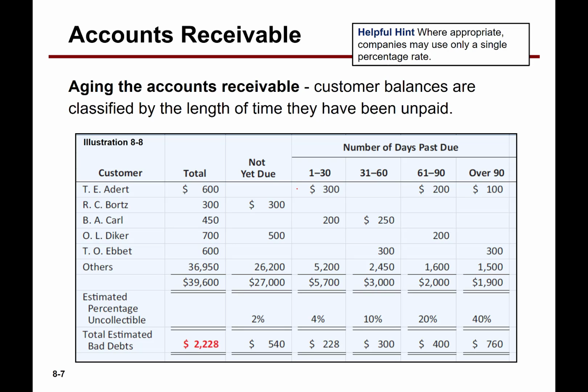When someone gets all the way to 90 days late, notice we put almost half of what they owe us into the allowance, because the more late they get, the more the chances that they won't pay us. Now you say, well, how do you know that it's 40%? Based on past experience, right? And depending on the sophistication of the entity, they can have very sophisticated systems for coming up with these percentages.